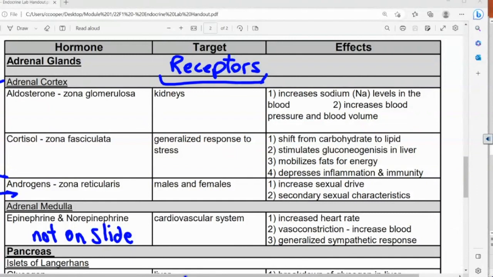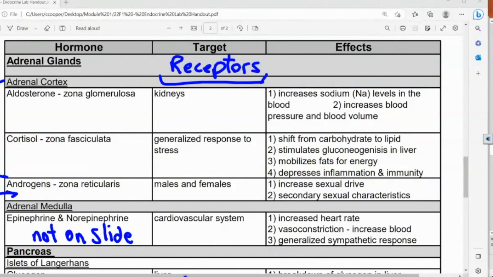On the test for endocrine, a majority of our questions are going to come from this column over here. Most of the questions, you're going to have a picture of a gland, and it's going to ask you to name the gland, name the region, name the hormone produced, or something about that gland that we did on the picture. Okay?